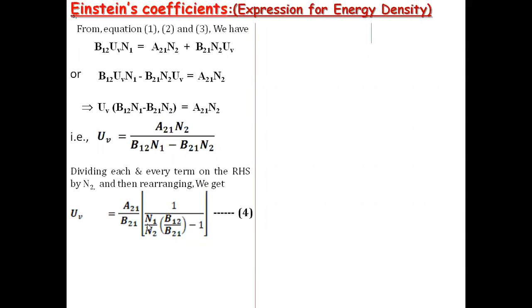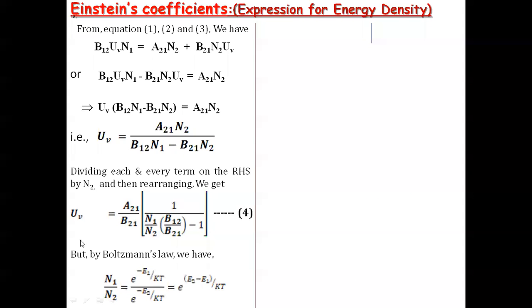Here you should remember N1 is the number of atoms in the ground state, N2 is the number of atoms in the excited state, right? Now I don't know these exact numbers, therefore I have to take the help of one equation given by Boltzmann. This is known as Boltzmann's law. Boltzmann has given the expression for N1 by N2, or you can split them into an equation for N1 and an equation for N2. This was given by Boltzmann.